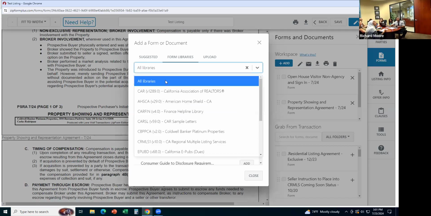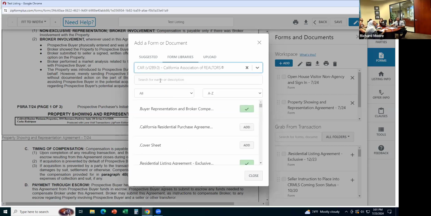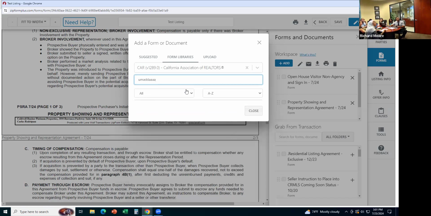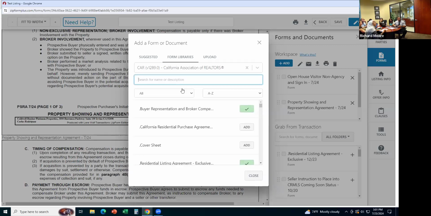Actually, I wanna go to the car library, so. No, these are the forms that, oh, there we go. No, the keyboard wasn't. Yeah. No, because I was trying to get it to work here.